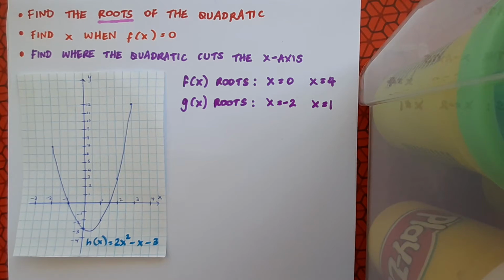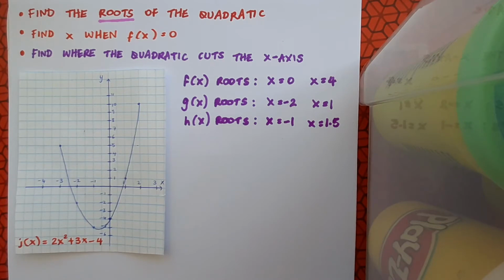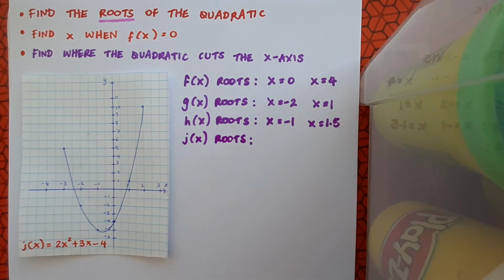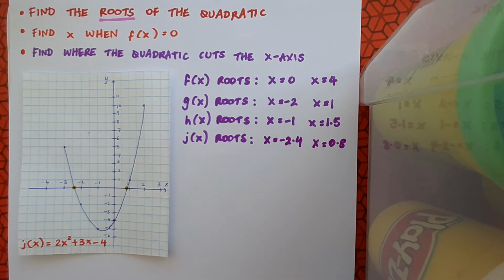Here's the h of x function. Again, take a moment to identify its roots. In this case, the roots are -1 and 1.5. Here I have my j of x function. What are its roots? These are slightly less obvious than the previous ones because the previous roots all landed in nice whole number positions, or like in the last example on 1.5 fairly directly. Here we can see that our roots are located just before -2.5 and just before 1. So we're just trying to estimate them as accurately as we can. And for my graph, they look like they're at about -2.4 and 0.8.